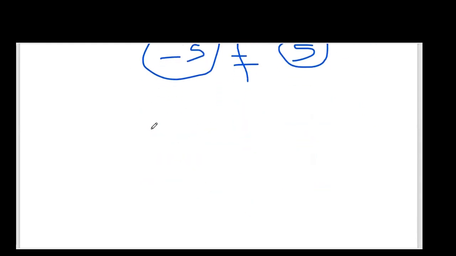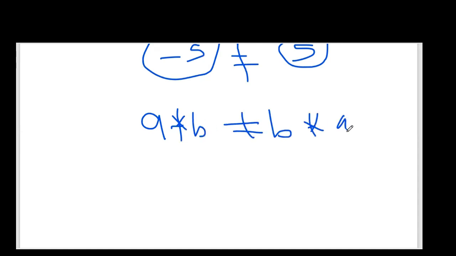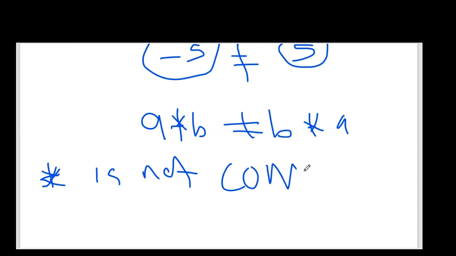Since A star B is not equal to B star A, it means this operation is not commutative. Or commutative, it depends where you come from. It's not commutative like that.